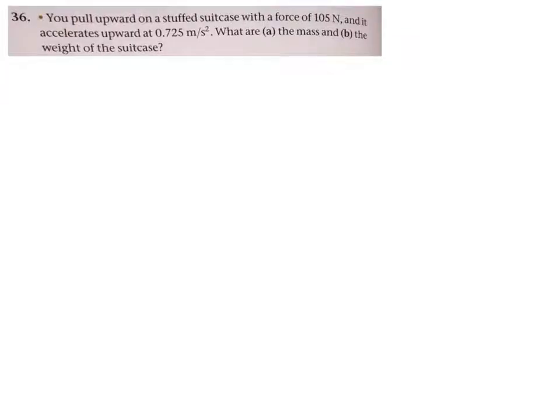Chapter 5, Number 36. You pull upward on a stuffed suitcase with a force of 105 newtons and it accelerates upward at 0.725 meters per second squared. What are the mass and the weight of the suitcase?